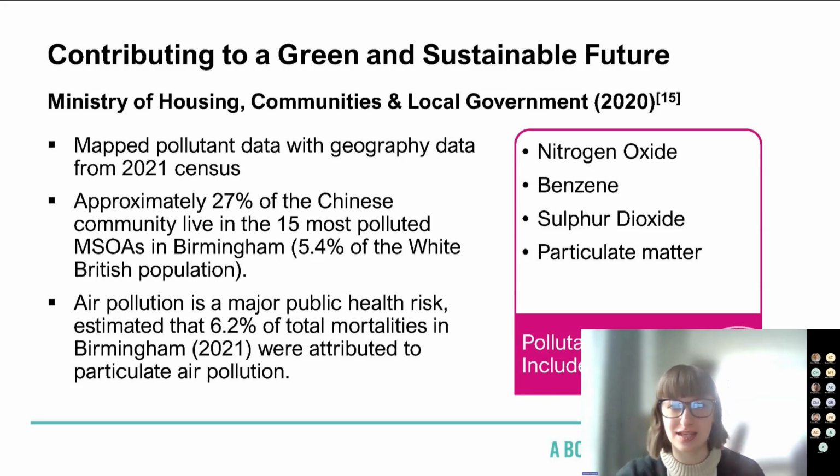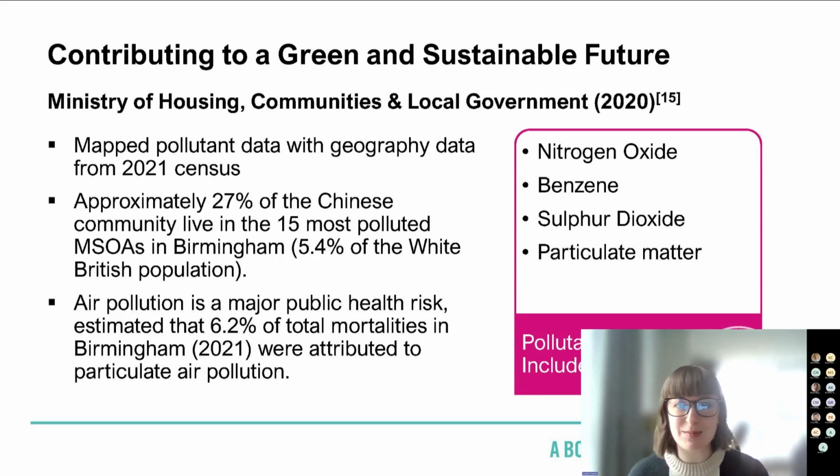The last thing we looked at in this report is contributing to a green and sustainable future. This is experience of things like access to green spaces and experience of air pollution, because air pollution is a major public health risk. It was estimated in 2021 in Birmingham that around 6.2% of all deaths were attributed to air pollution in some way or another. So it's a huge public health concern.